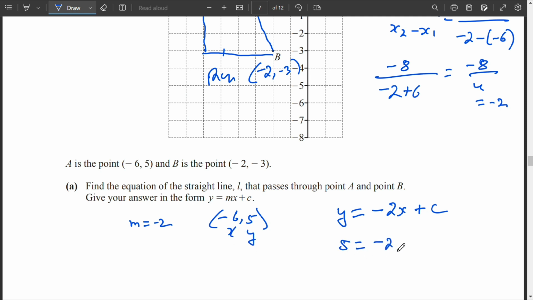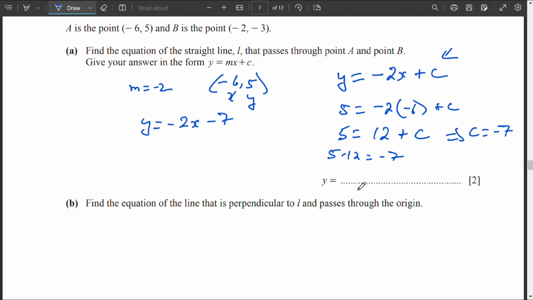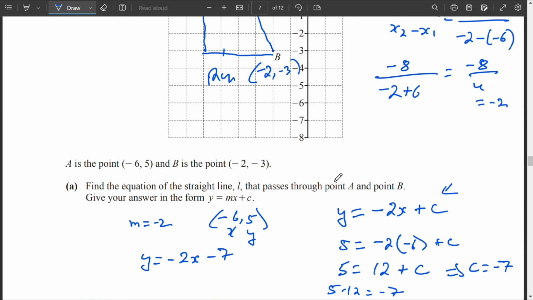So 5 equals minus 2, what is x? X is actually minus 6, plus c. So 5 equals minus 2 times minus 6 is 12, plus c. You take 12 to that side, 5 minus 12, that is minus 7. So this implies what is c? C is minus 7. So you substitute the value over here. So y will be minus 2x minus 7. So y equals minus 2x minus 7 is the equation of the line AB, this line AB.